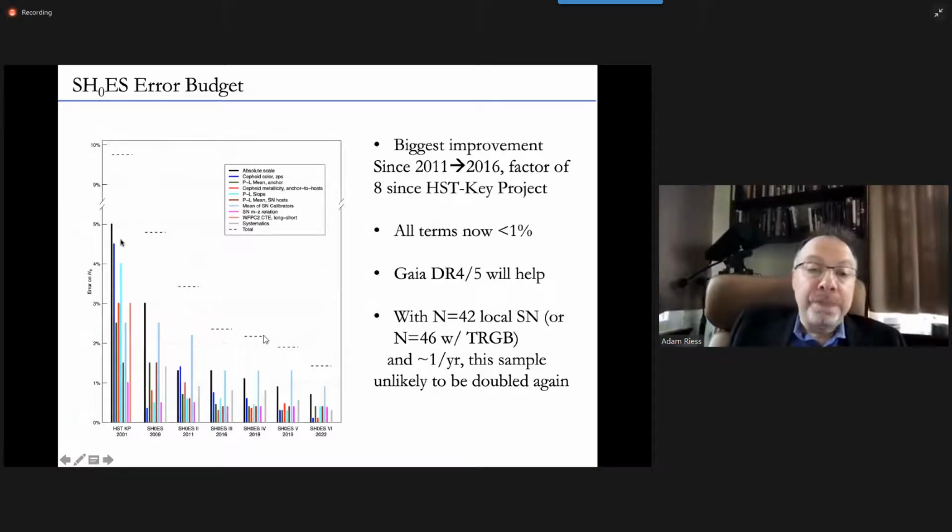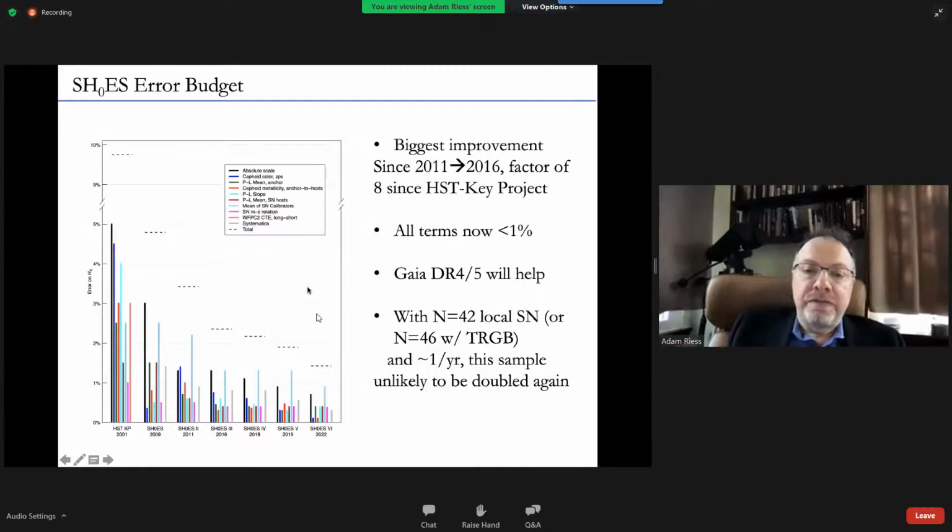Okay, so this is the evolution of the error budget for SH0ES. This actually starts with the Key Project to show that here, these are the full errors and these are the individual terms. And so in this most recent iteration, we see the biggest improvement since 2011 and 2016 because of more than doubling the sample. All the individual terms now are below 1%.